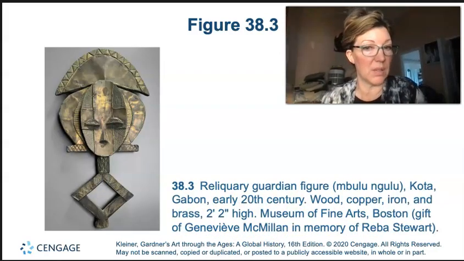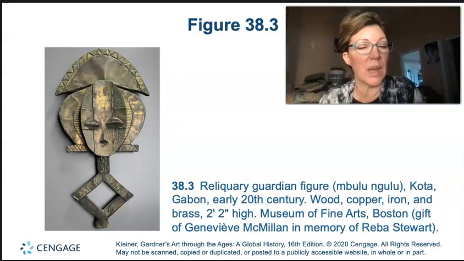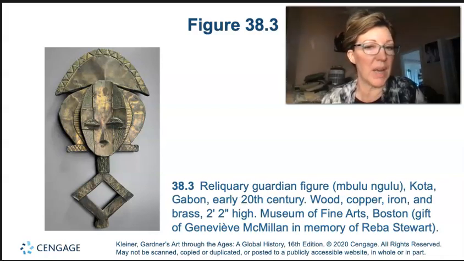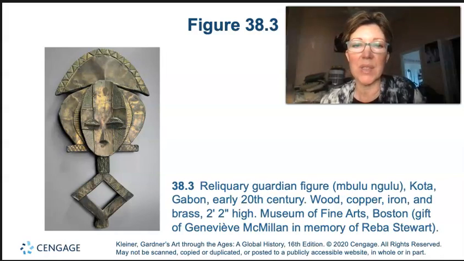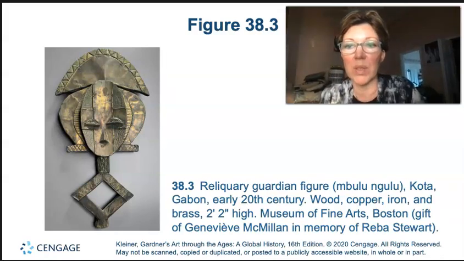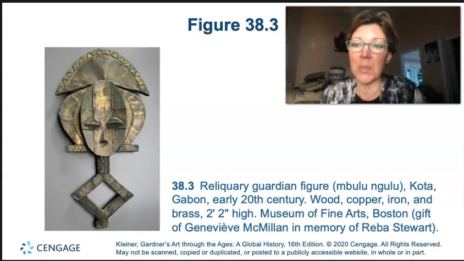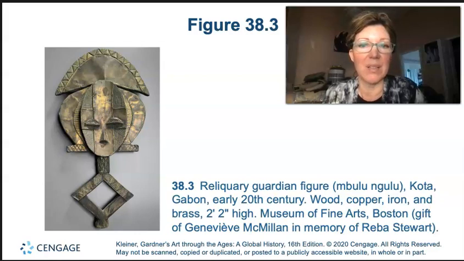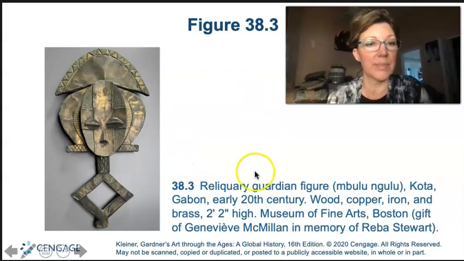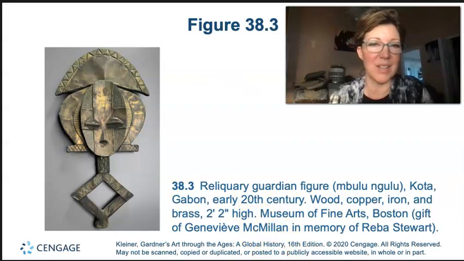This is a reliquary guardian figure as well, Ngulu, for the Kota peoples. It's made of wood, copper, iron, and brass. All very shiny. Sheets of polished copper and brass cover the wooden Ngulu figures made by the Kota, and they were meant to repel evil via the shine of the metal. These reliquary figures helped a nomadic society to honor their loved ones after their death. So I guess the Kota were nomadic. Still going on in the early 20th century. I had no idea.